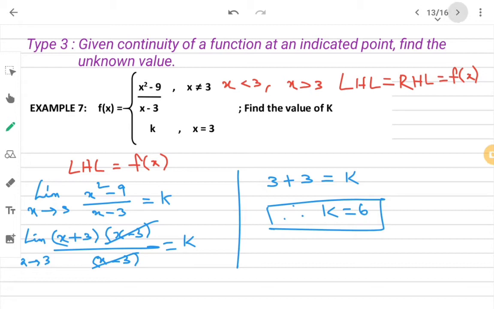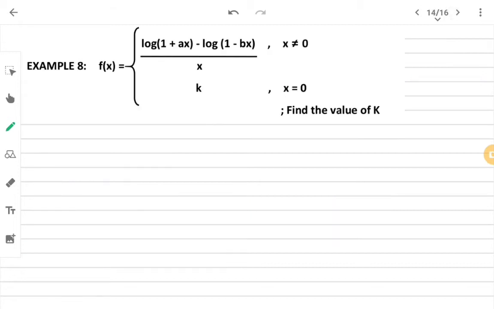Is it easy to find the value? Yes. Now another example in this type 3. Here also they given x is not equal to 0 and this function is a continuous function and we need to find the value of k. Okay, fine. Therefore, we have to choose first the equations. Before that, I am going to write here x is less than 0 and x is greater than 0. And they given the function is a continuous function. That means it shows that LHL is equal to RHL is equal to f of x value.